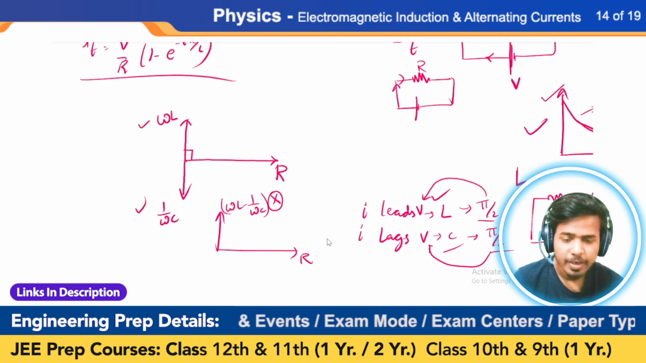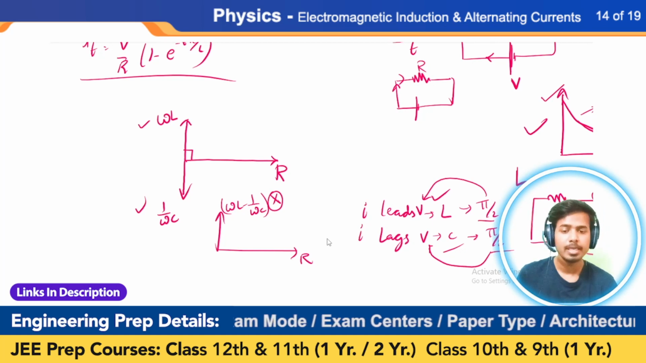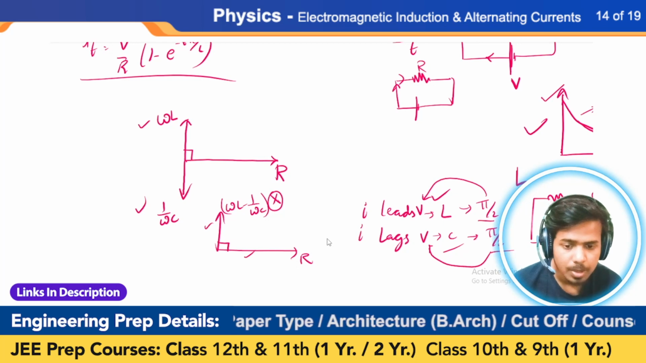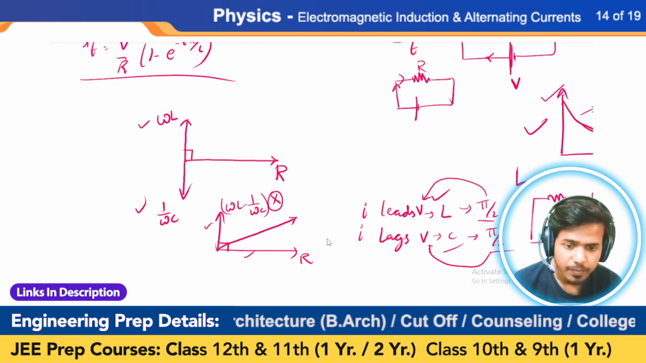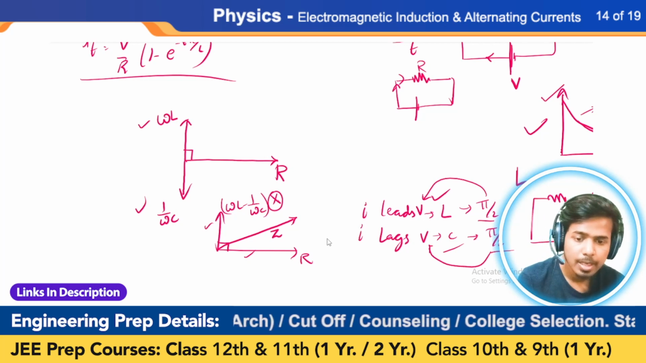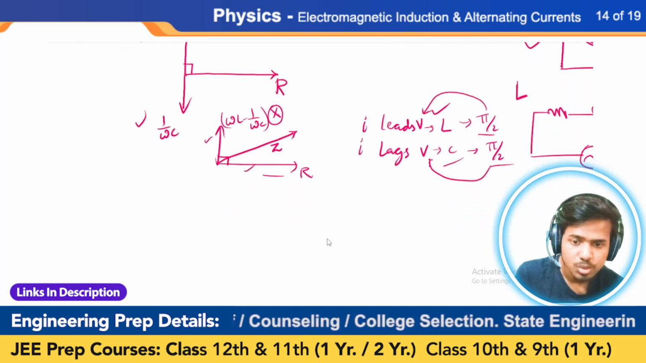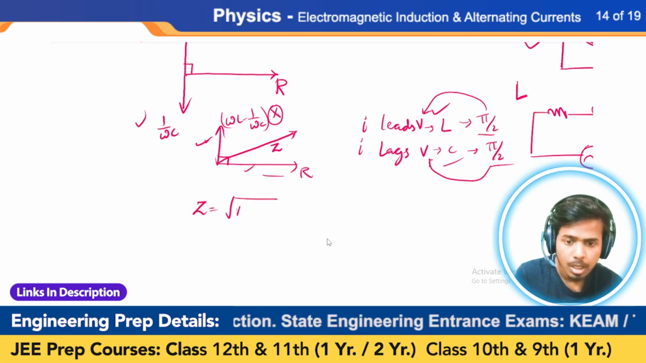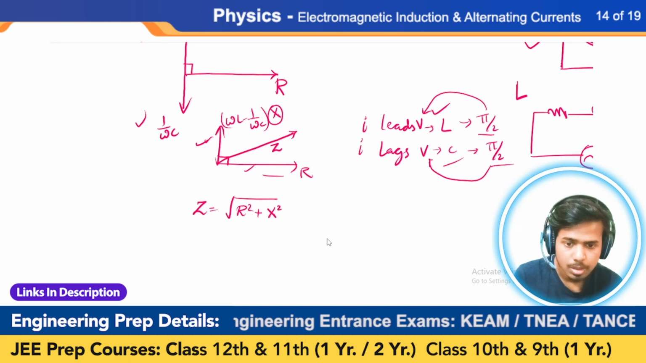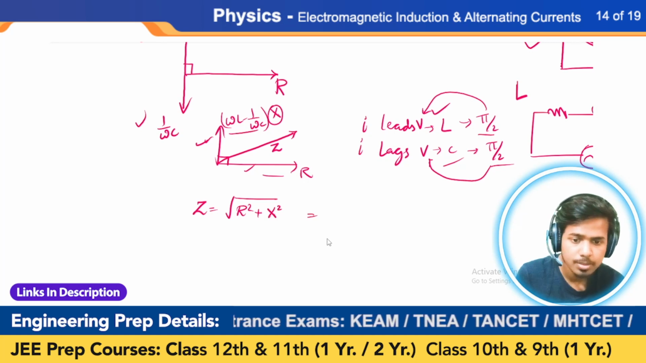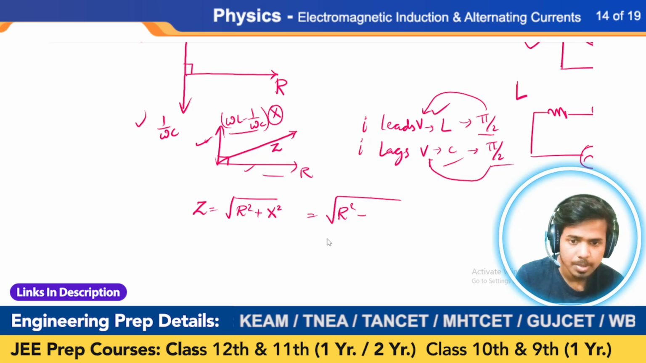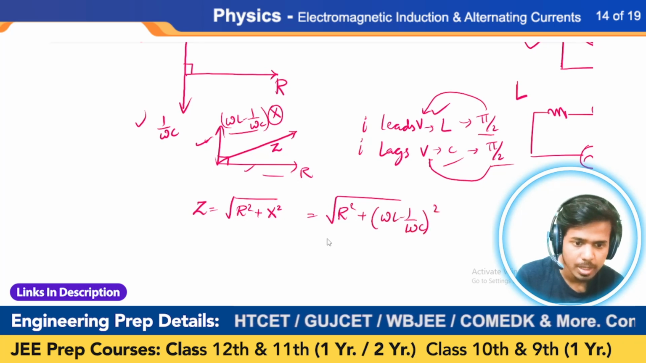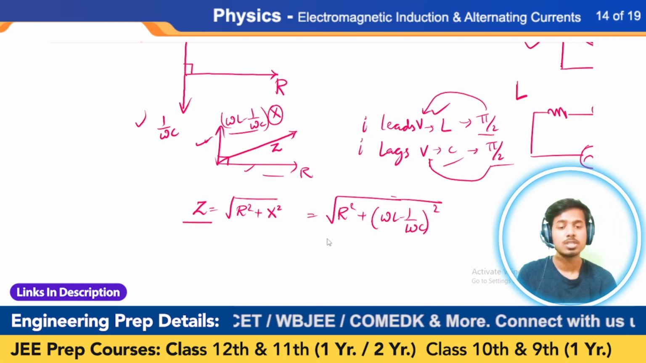So if I take both of them, the total impedance is always, they are perpendicular to each other. When you want to add them up, it is going to be this vector which is called impedance, which is R square and this X square. So Z is equal to under root R square plus X square, and what is X? This much amount, R square plus (omega L minus 1 by omega C), the whole thing is squared, and this is the general equation for impedance.